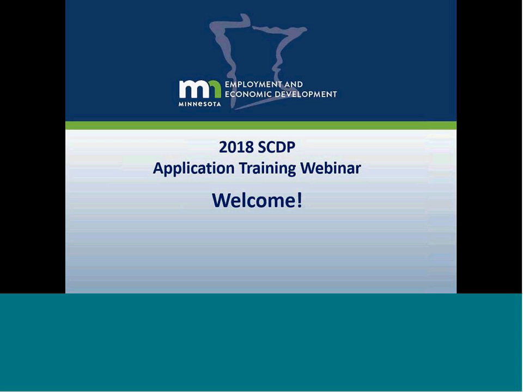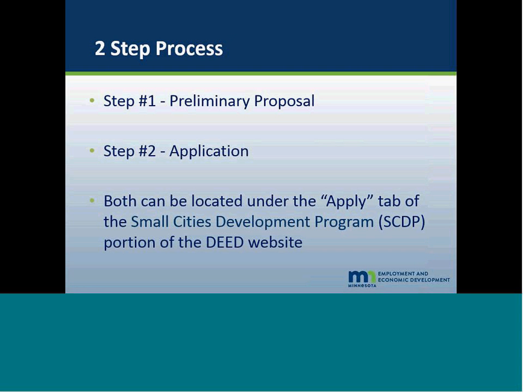The Small Cities grant application is a two-step process. The first is the preliminary proposal, and the second is the application. The preliminary proposal is required before application submission. It is a summary of the impact and the cost effectiveness.